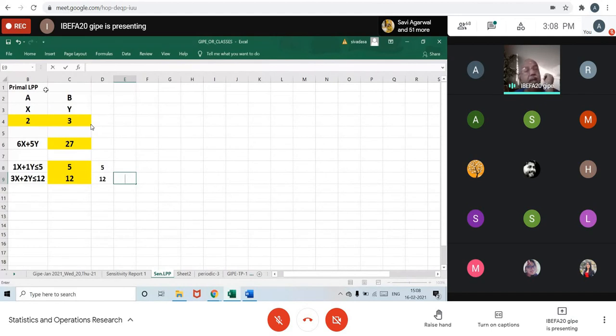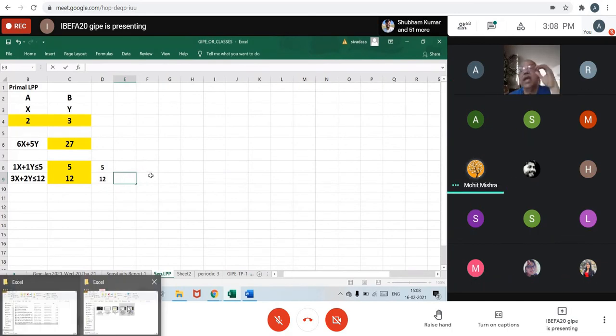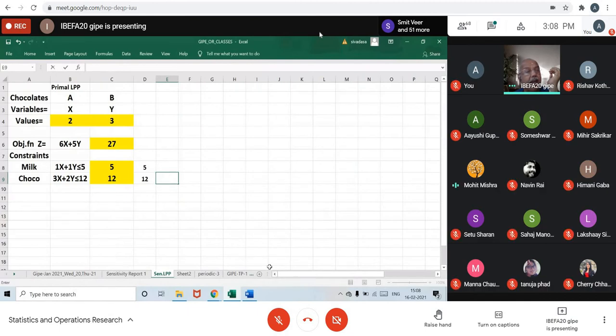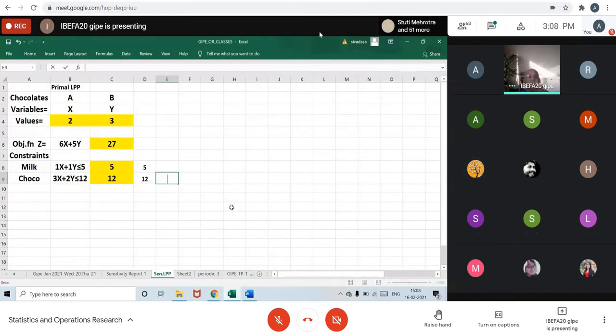Then there is a dual LPP. Sir, why is it called primal? Like, given one LPP, the original problem is called the primal LPP. Okay. Then what is the dual LPP?